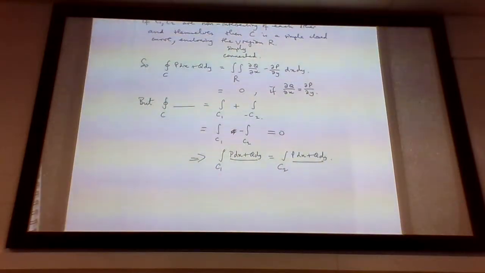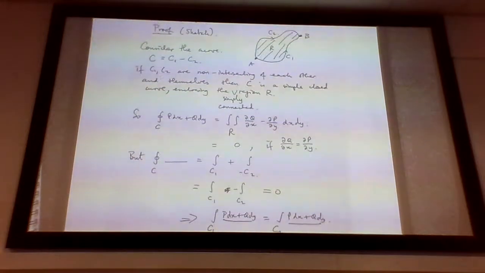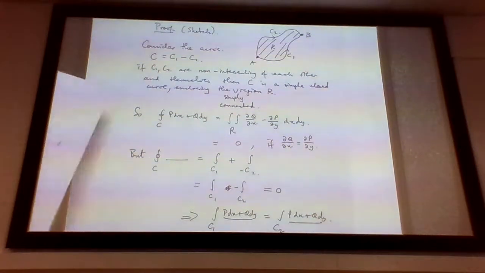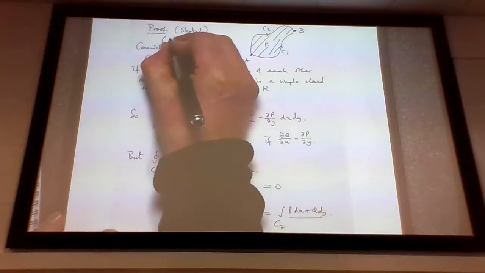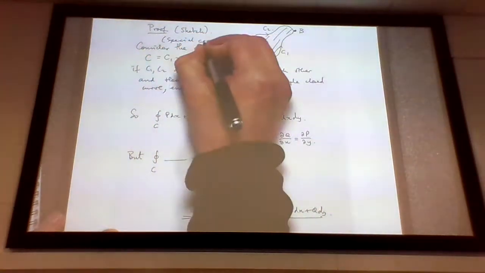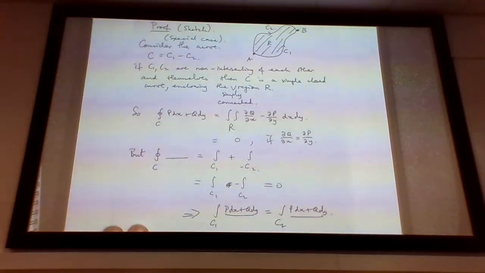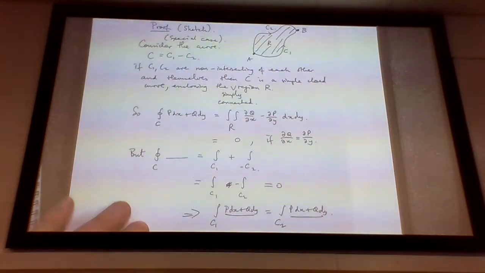But that was a special case, where the two curves C1 and C2 had to be nice like that, had to not intersect themselves and not intersect each other. So this is a special case first, a special case of two nice curves. What might the general case look like, and how different is that to this special case?